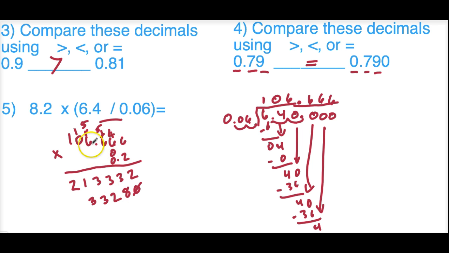Sorry. Okay, so I left off with here. 8 times 6 is 48 is 53. 0.